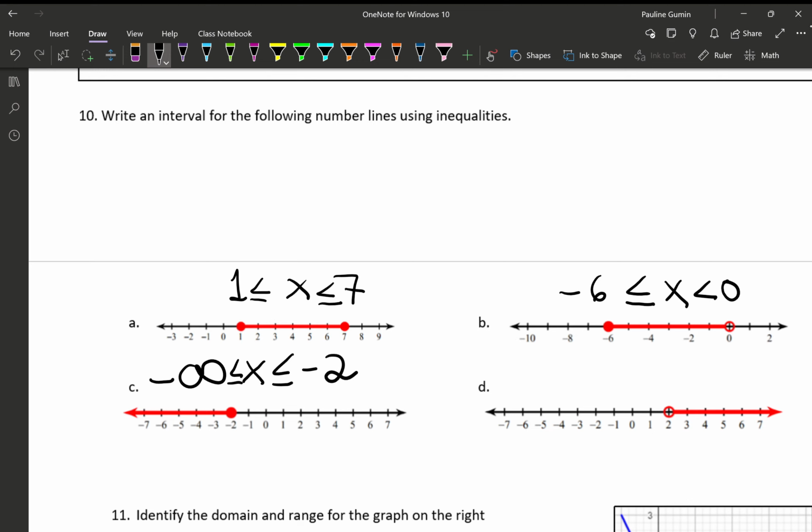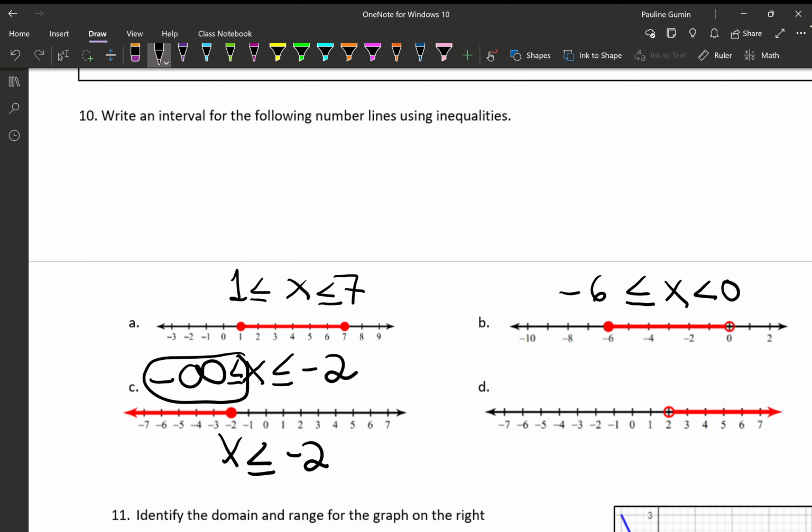You can also just write this as X is less than or equal to -2, because this part doesn't quite make sense. You can't be greater than or equal to infinity because infinity technically never stops.